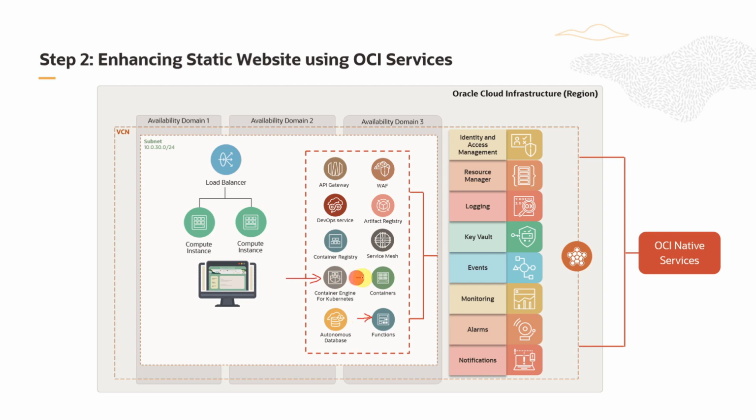Container images and other artifacts required for the microservices will be stored in the OCI Container Registry and Artifact Registry. These services offer secure and scalable storage for container images and artifacts, ensuring efficient management and distribution across development and deployment environments.